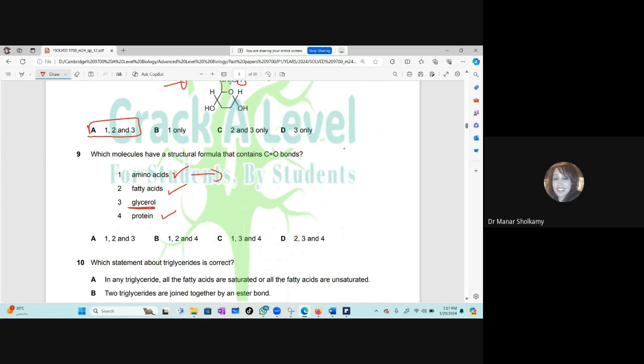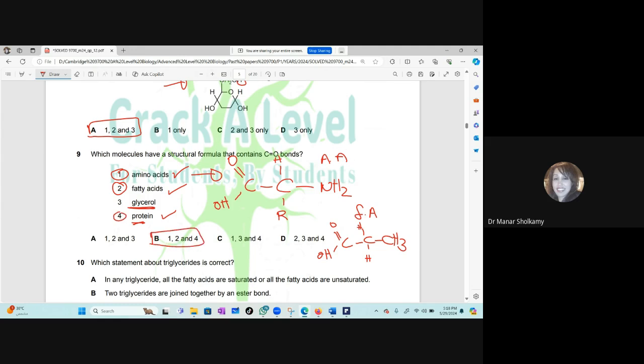Excellent. If we want to remember the structure of the amino acid, we have a carbon and an amine group, NH2, and another carbon bonded to a carboxylic acid, hydrogen, and the variable R group. This is an amino acid. If we want to remember the structure of fatty acids, we have a hydrocarbon chain with a methyl group at one end, CH3, and also a carboxylic acid group at the other end. And this is a hydrocarbon chain. Okay, good. So, of course, proteins are made up from amino acids. So it's 1 and 2 and 4, which is B, correct.